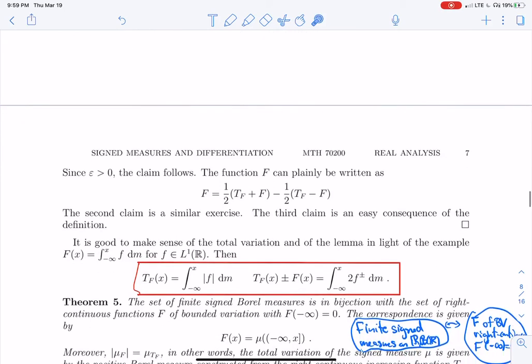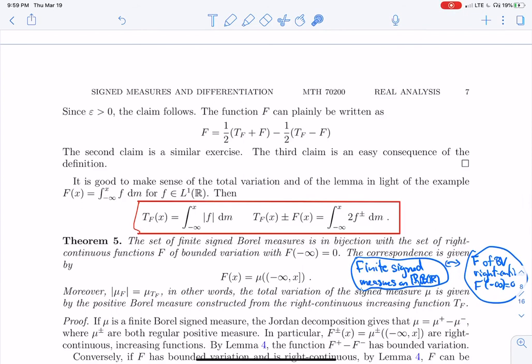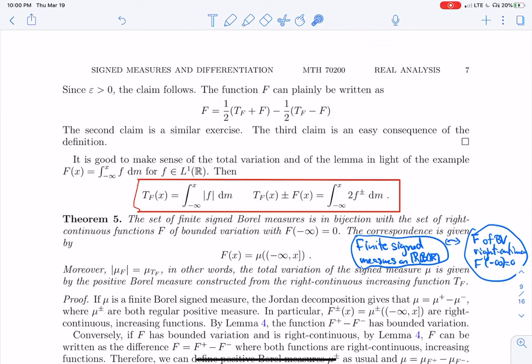Okay, all right. So where are we? It's good to go back to the example that I had. If f is in L1, and let's say F(x) is given by the integral from minus infinity to x of f dm, so that's an example. What's the total variation of this function? It turns out to be just the integral from minus infinity to x of the absolute value of f dm. When I add F(x) to that, because I just add the integral inside, I'm going to have the absolute value of f plus f, which is 2 times f plus, and if I subtract, I get 2 times f minus.